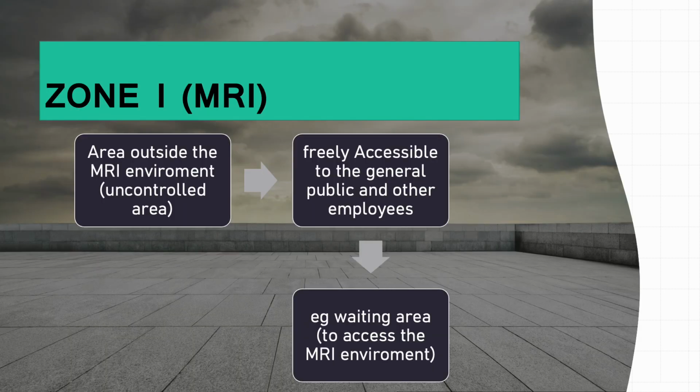So let us start with Zone 1. It is also known as the uncontrolled area, and it includes all the areas that are freely accessible to the general public. This area is typically outside the MR environment itself. It's the area through which patients and healthcare personnel access the MRI environment.